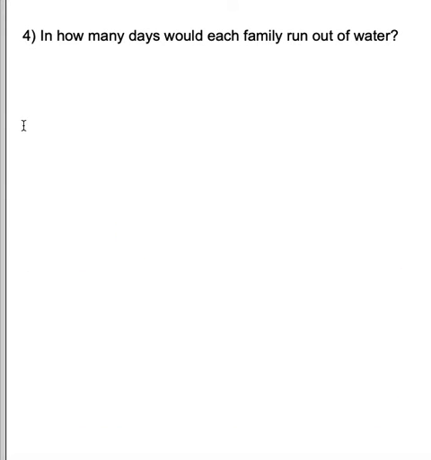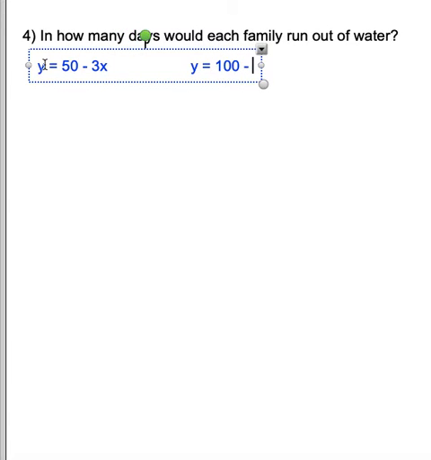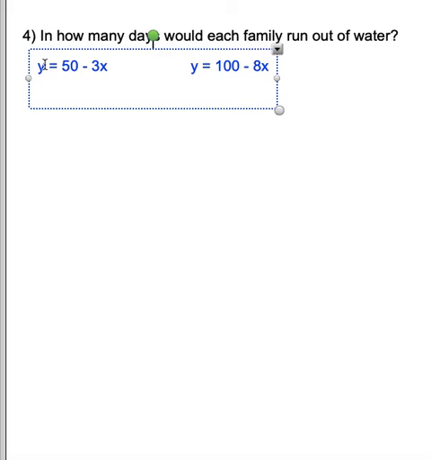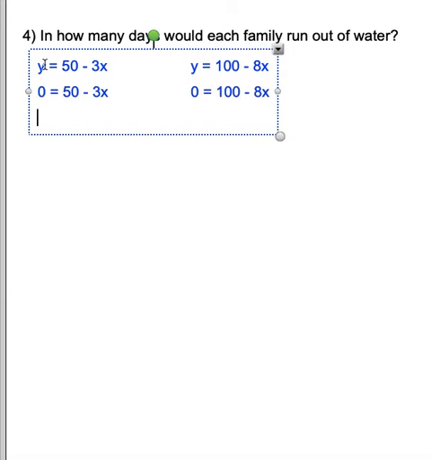Number 4, in how many days would each family run out of water? So I start with my equation, and now I'm interested in when does my Y, my amount of water, come out to 0. So I'm going to substitute in 0 for my water on both equations, and then I have to solve them and figure out, well, how many days does that take them? And I would get the same answer off of a graph.